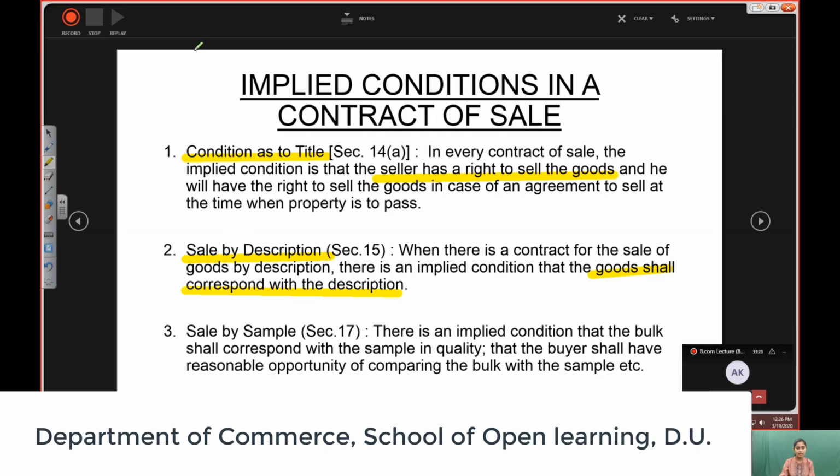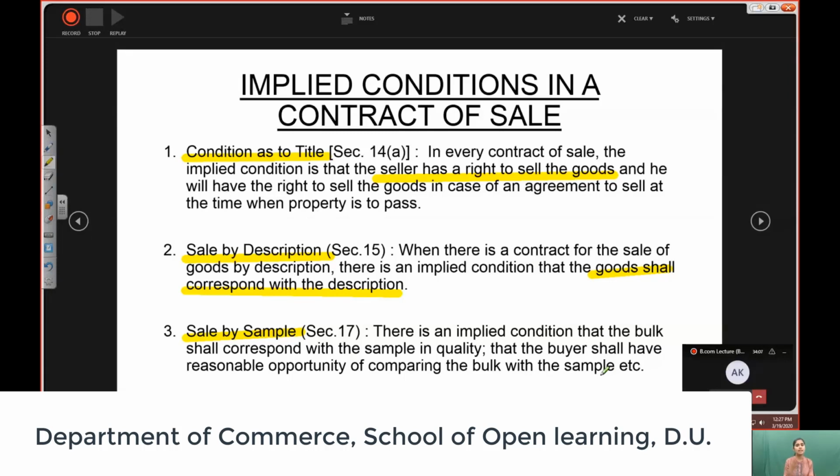Third implied condition is sale by sample, Section 17. In a sale by sample, there is an implied condition that the bulk quantity shall correspond with the sample quality, and that the buyer shall have a reasonable opportunity of comparing the bulk with the sample. So whenever a sale is taking place, these are implied conditions. Implied conditions mean conditions which are imposed by the law. So the law says if you are selling something on the basis of a sample, your sample quality should match the bulk quality.